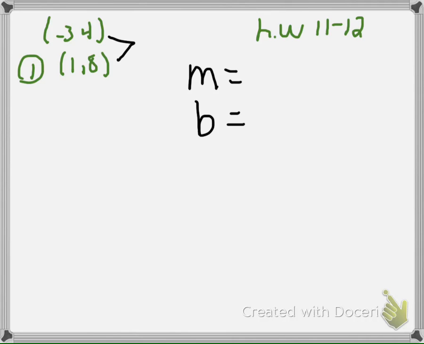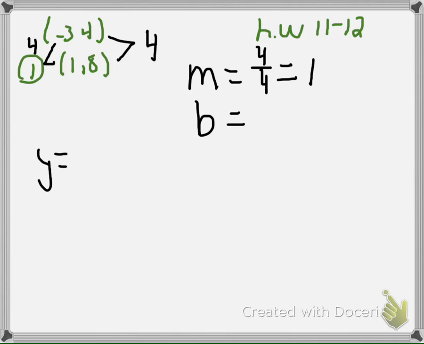Okay, the change in y is 4. The change in x from -3 to 1 is also 4. Change in y over change in x. The line means divide. 4 divided by 4 is 1.